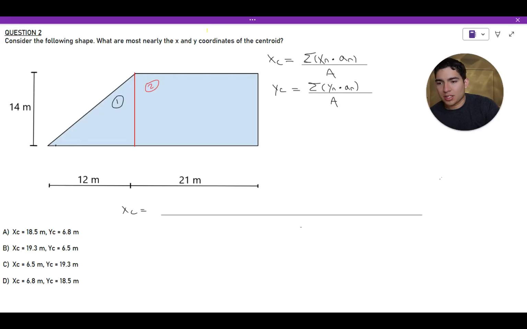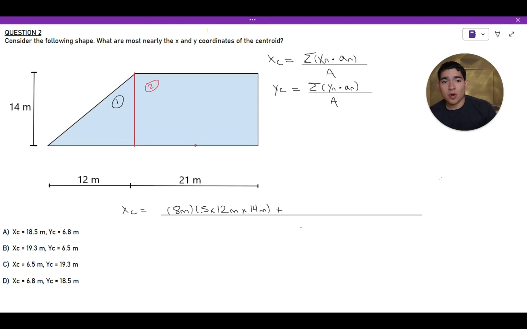So in this case, 2/3 times the base of the triangle would be 2/3 times 12 meters, which is going to be 8 meters in this case. Remember that the distance of that coordinate is going to be from 0, 0. I didn't specifically write out 0, 0 in this case, but we can know where it is. It's going to be this end of the shape. So then remember that we need to multiply that coordinate that we just found by the area of the triangle, and that would be 0.5 times the base times the height. So that would be 0.5 times 12 meters times 14 meters.